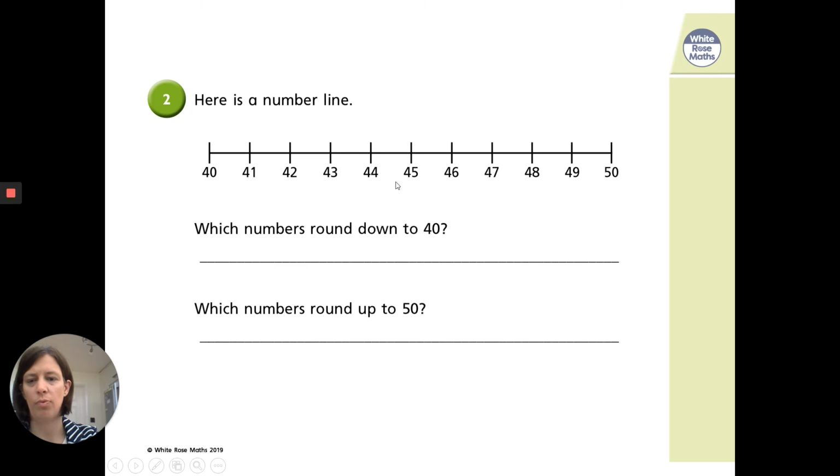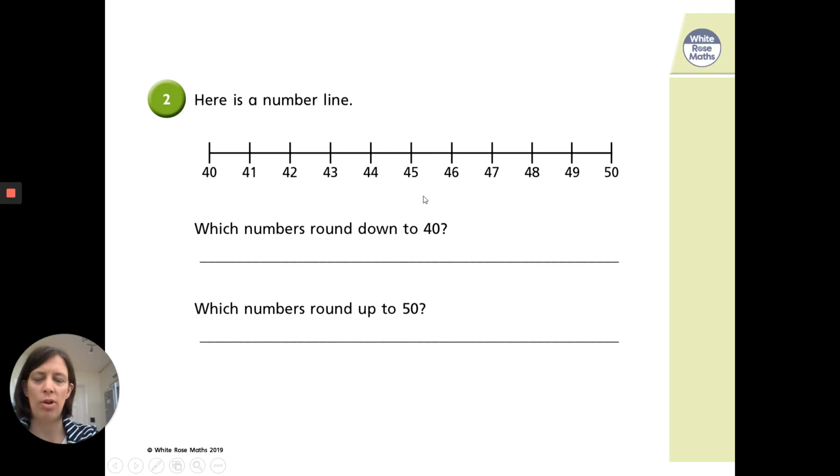So the numbers that would round down to 40 are 40, obviously, 41, 42, 43 and 44, because they're all closest to 40. And the numbers that would round up to 50 are 46, 47, 48, 49 and 50. And then we're left here with 45. The middle one's always tricky because it's the same distance both ways when you're rounding it.